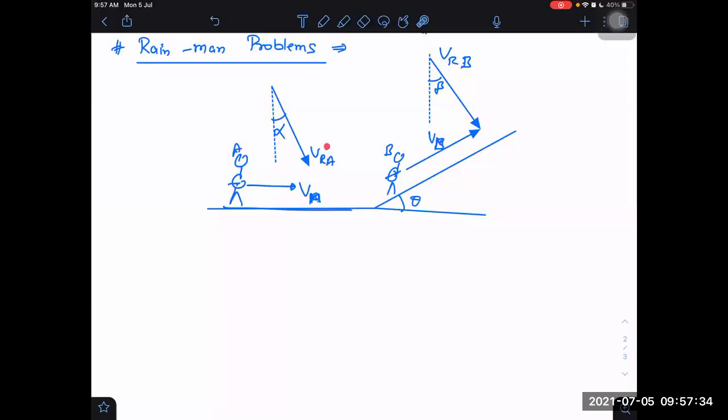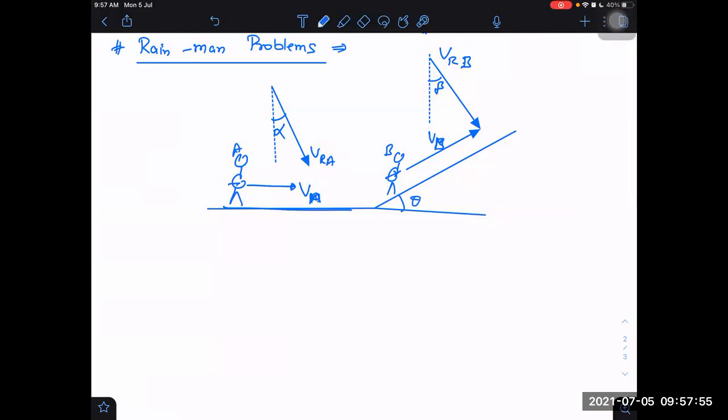So now, they may ask us, what is the velocity of rain? That might be the question. So can we get the velocity of rain or not? Remember, they can never ask a question in which there are more unknowns and fewer equations. How many equations do we have here?